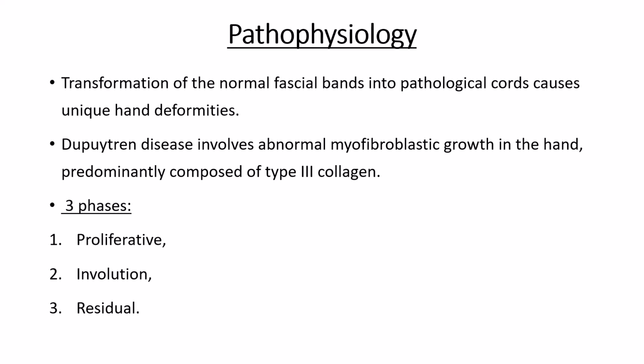Coming to the pathophysiology, transformation of normal fascial bands into pathological cords causes this unique hand deformity. Dupuytren disease involves abnormal myofibroblastic growth in the hand, predominantly composed of type 3 collagen. There are three phases in Dupuytren contracture. The first one is proliferative, next is evolution, and third is residual.